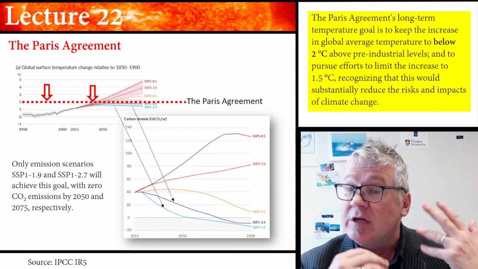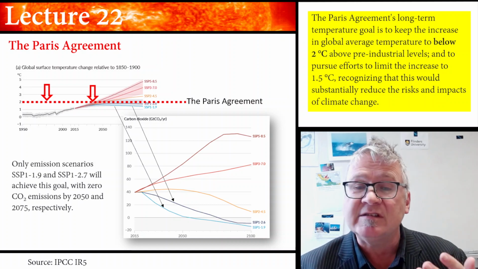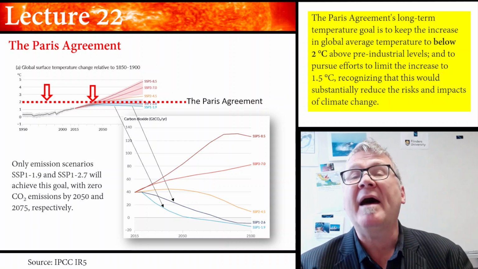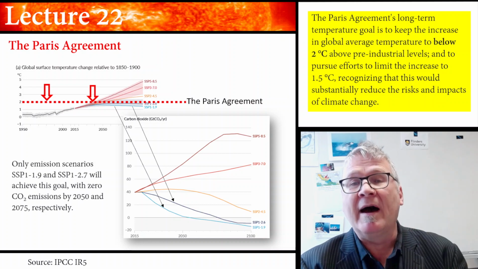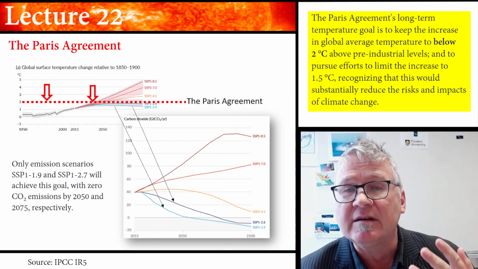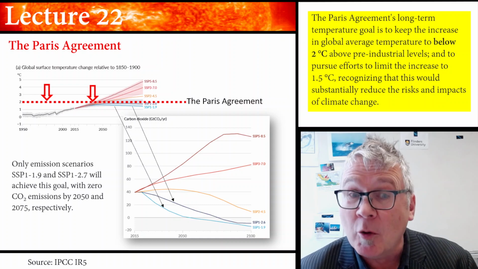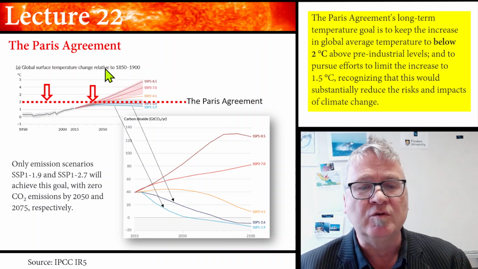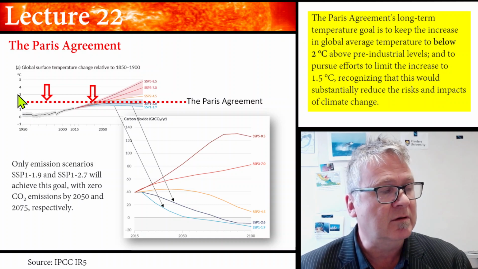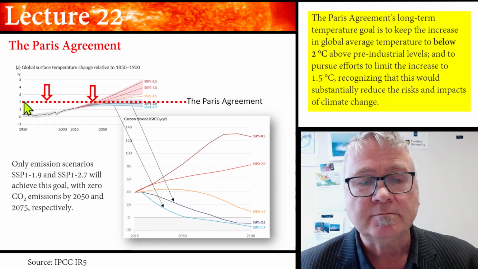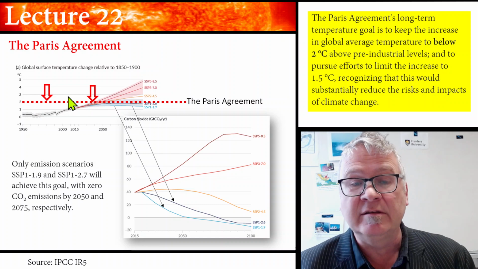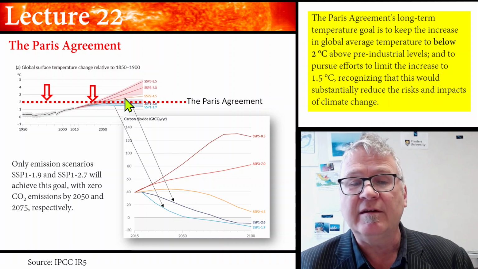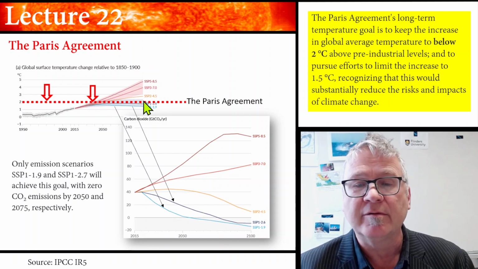It's just a number, 2 degrees Celsius, but it has widespread consequences or commitments. So let's have a look at that. This is the global surface temperature change relative to 1850 to 1900. And this is the limit here, the 2 degrees limit, the Paris Agreement.